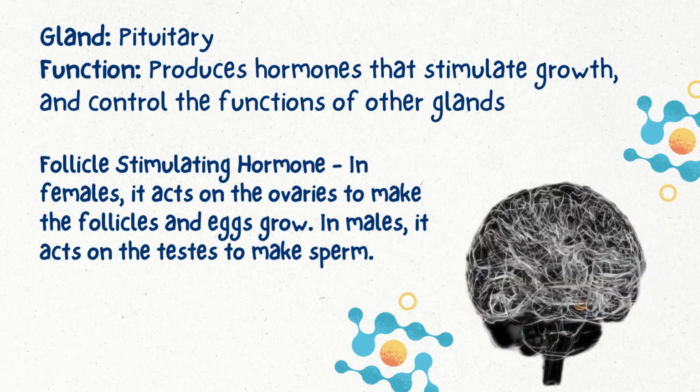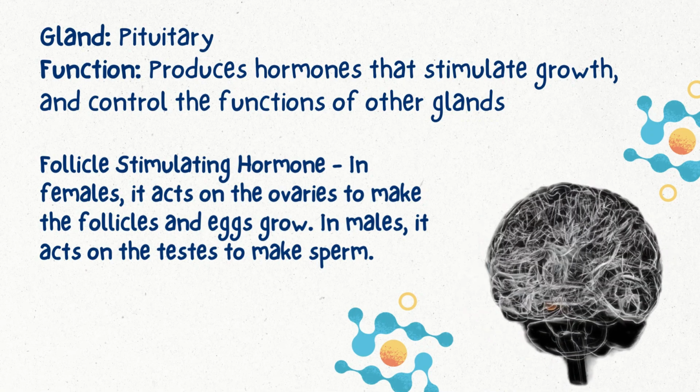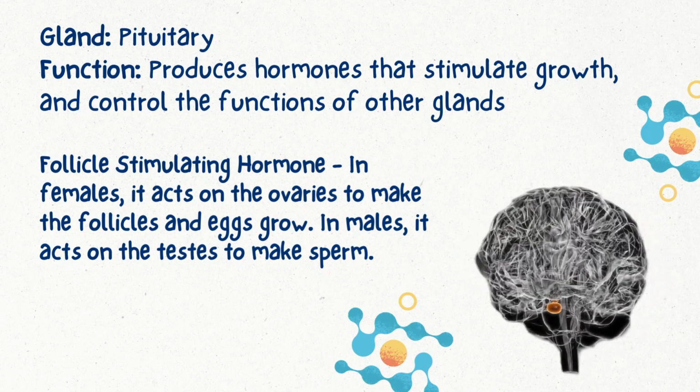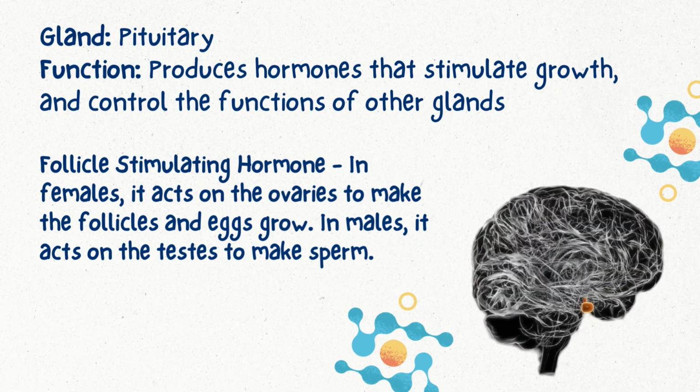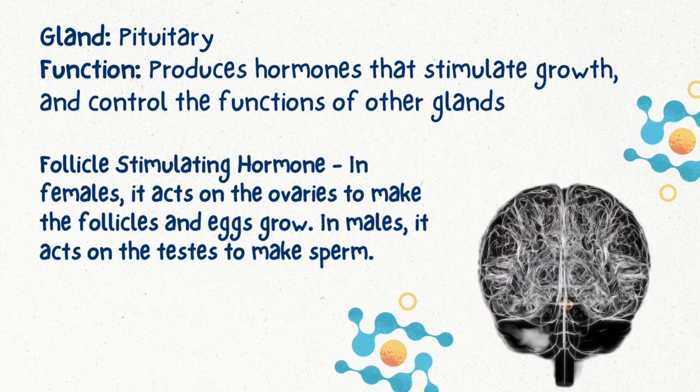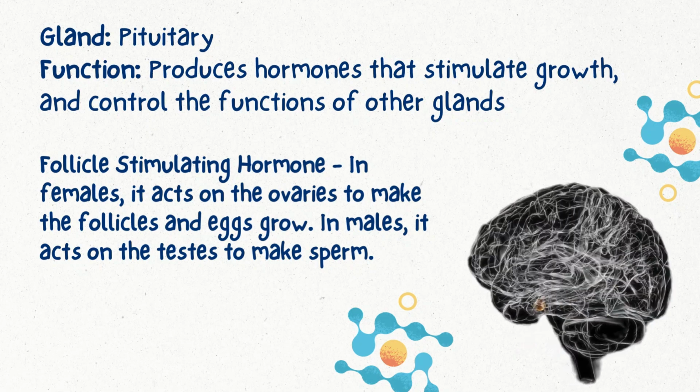Next hormone that the pituitary gland secretes is the follicle-stimulating hormone. In females, it acts on the ovaries to make the follicles and eggs grow. In males, it acts on the testes to make sperm.